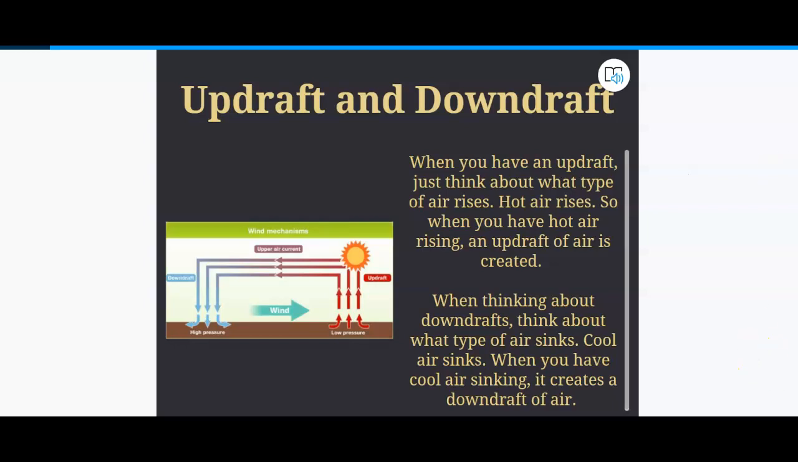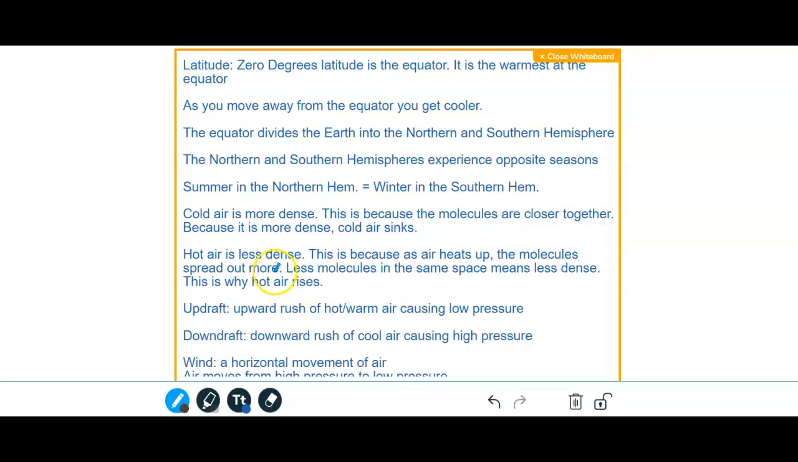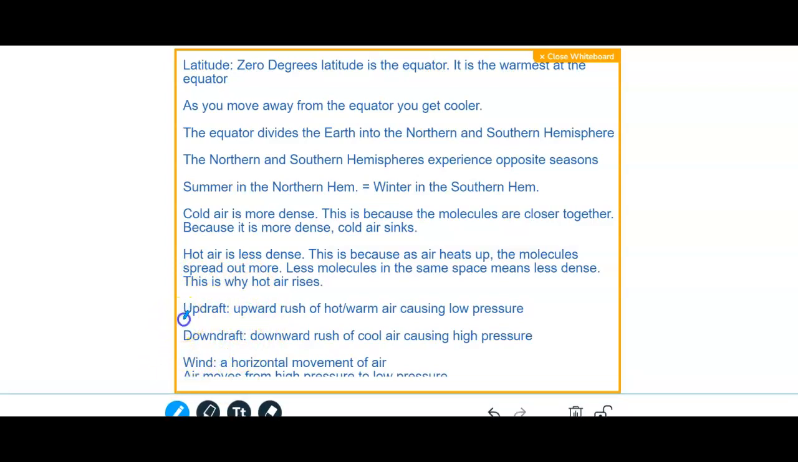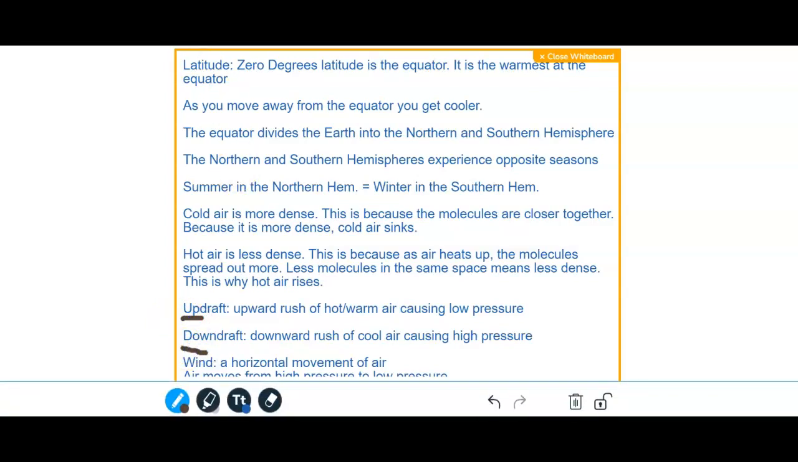So if we're going to take notes on this portion, it is going to be right here. Updraft and downdraft. Can you see that at the bottom of the notes on my page? Right here. Here and here. Okay, I'm going to pause the video.